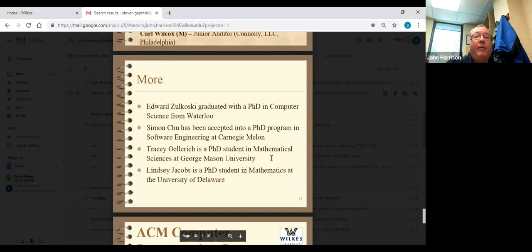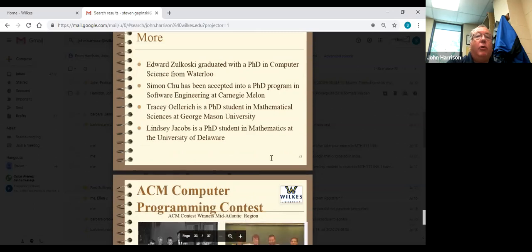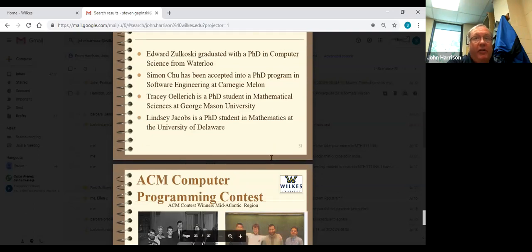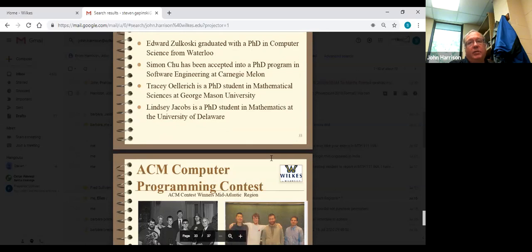Simon Shu was accepted into the doctoral program in software engineering at Carnegie Mellon. Carnegie Mellon is the #1 school for computer science in the United States. He was just accepted into the program this year. Lindsay Jacobs was accepted to be a PhD student in mathematics at the University of Delaware. That's one of the best schools in mathematics in the United States. Ed Zolkowski got his PhD in computer science from the University of Waterloo, one of the best schools in Canada. So we've certainly had majors that have really distinguished themselves.